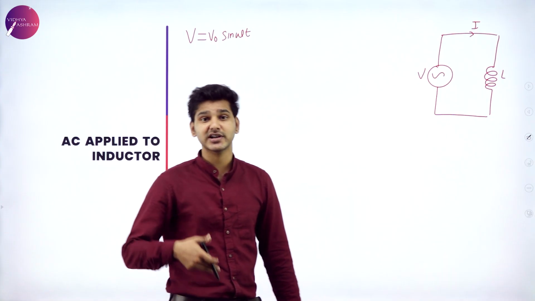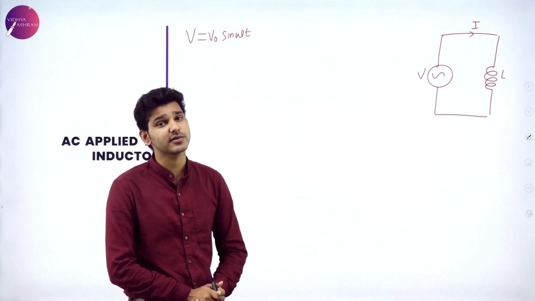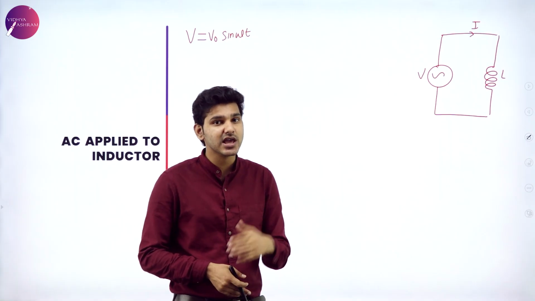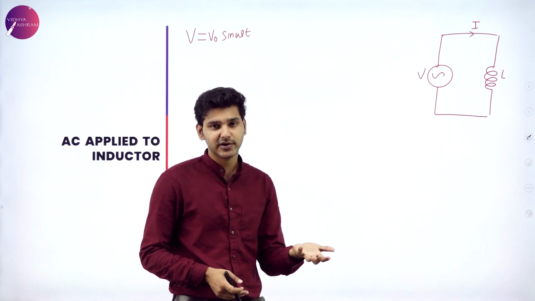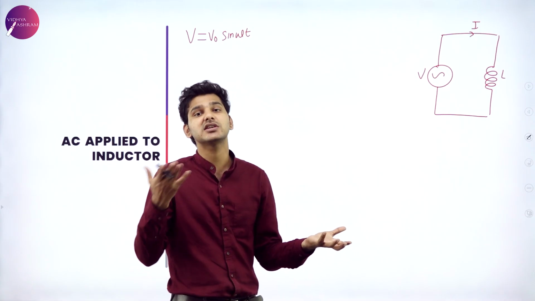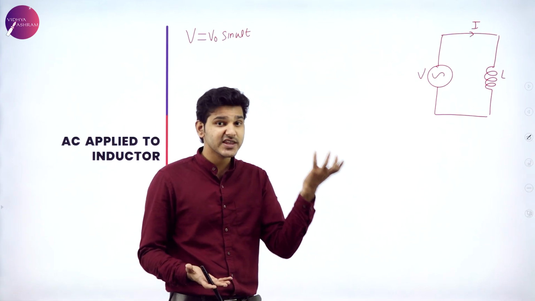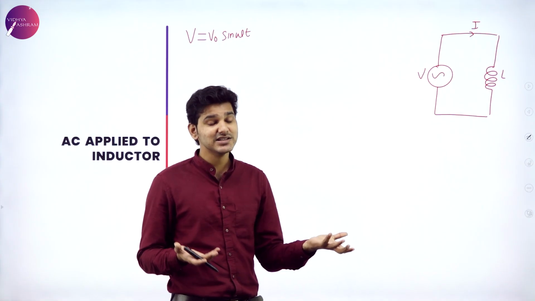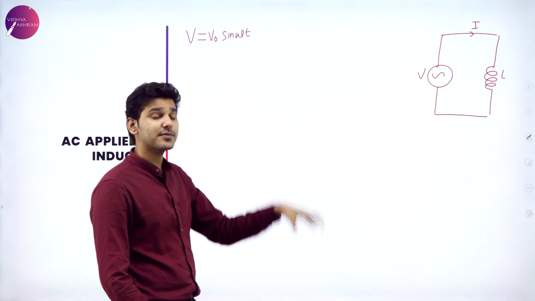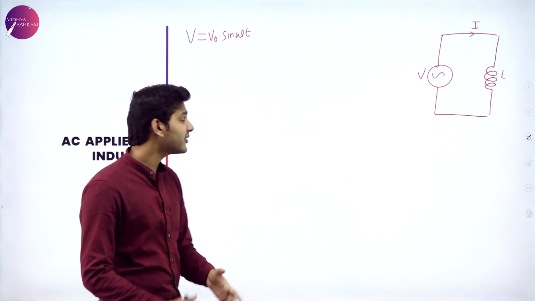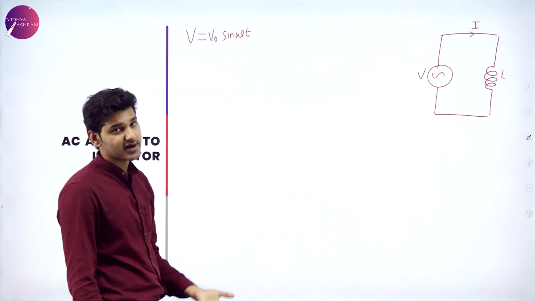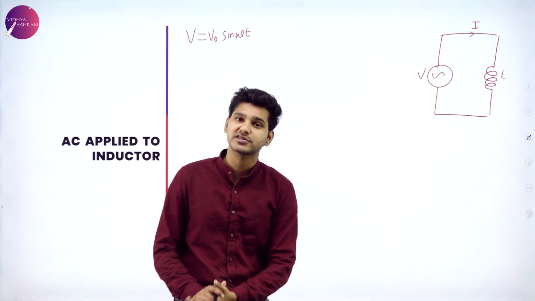What is an inductor? What is inductance? Everything has been discussed in the previous classes. We also know one particular equation relating EMF, which is nothing but voltage, and inductance together. We know that E is equal to L di by dt. We are going to apply that equation here also. But first, we are going to write V is equal to V naught sine omega t. That is the voltage in this particular circuit.